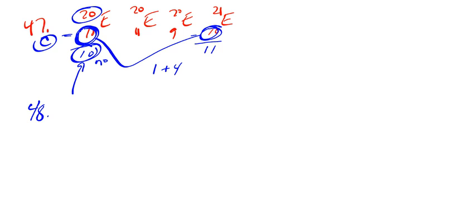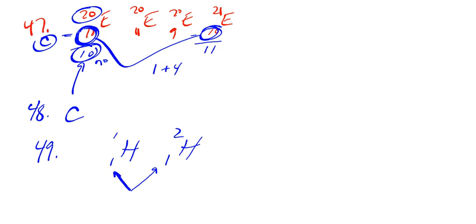Number 49. How do isotopes hydrogen-1 and hydrogen-2 differ? Hydrogen-1 means that's the mass number of 1. Well, it's hydrogen, so no matter what, they have to have the same atomic number. So what's different? This hydrogen-1 has no neutrons, and this one has 1 neutron. That's your difference. The answer is B.